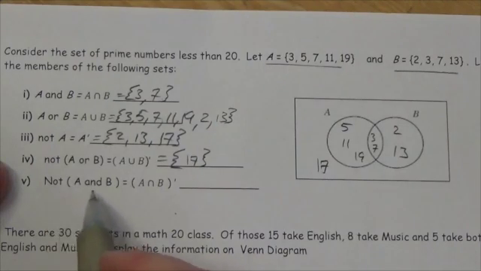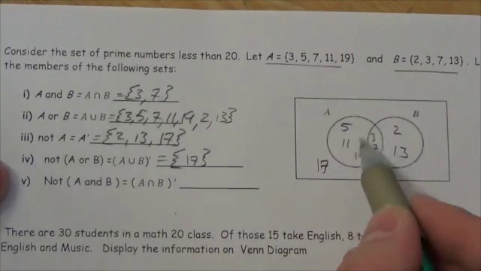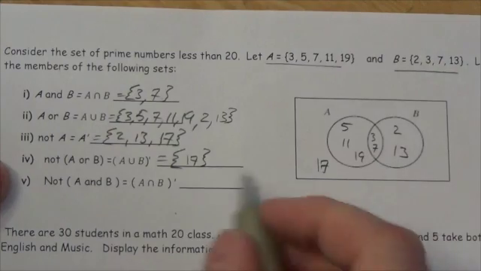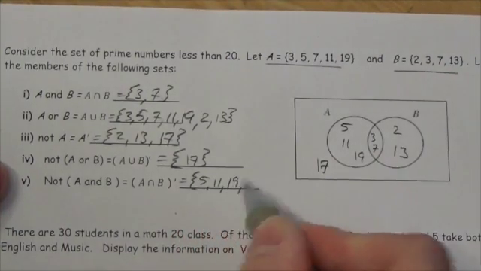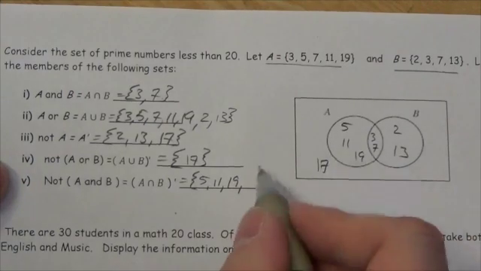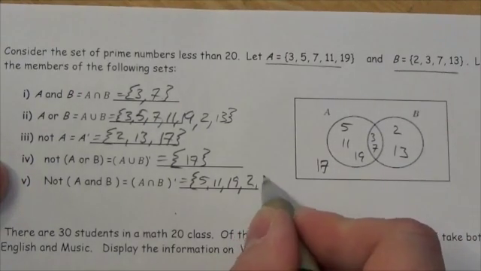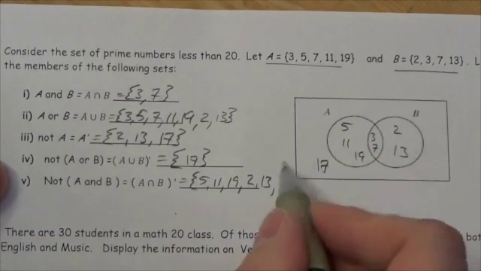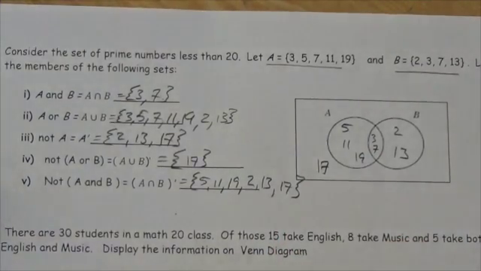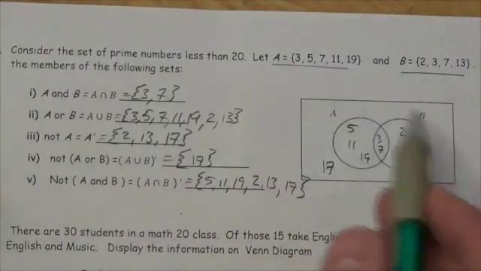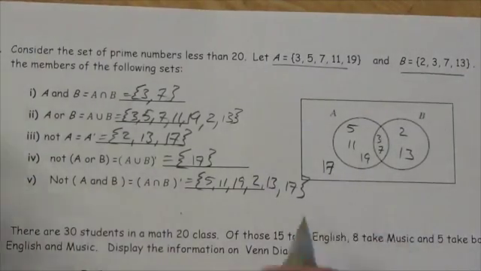And then here, not A and B. Well, A and B is 3, 7. So outside of that, oh, well, there's a bunch here. 5, 11, 19. That's only A. There's the 2 and the 13. That's only B. And then there's the 17, which is outside of both of those. Okay, there you go. So filling in that Venn diagram is actually quite helpful in helping us see what's going on in that problem.